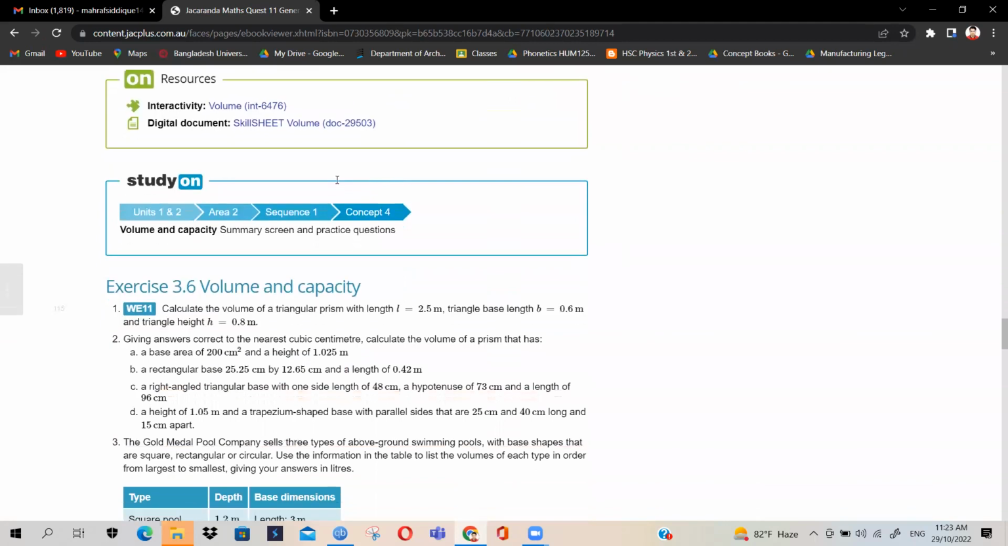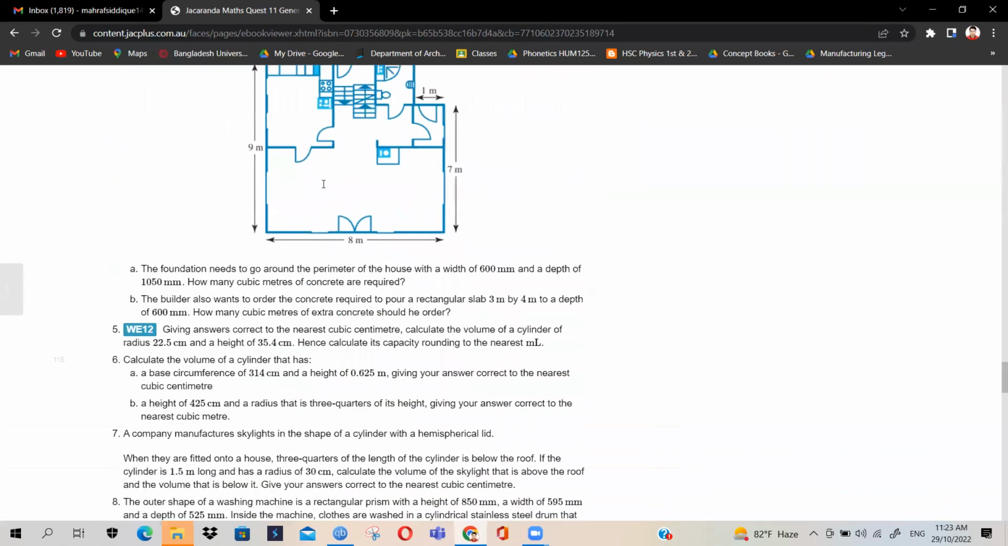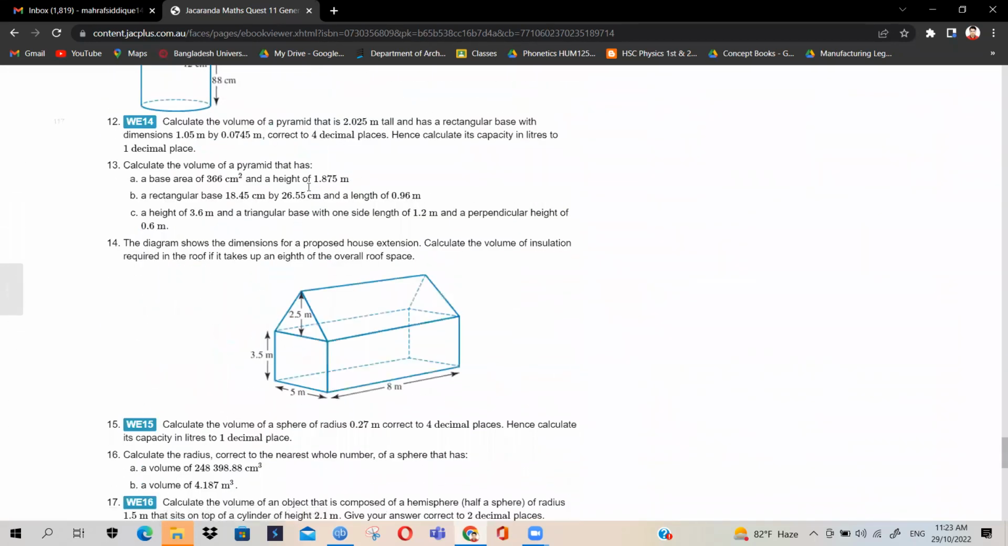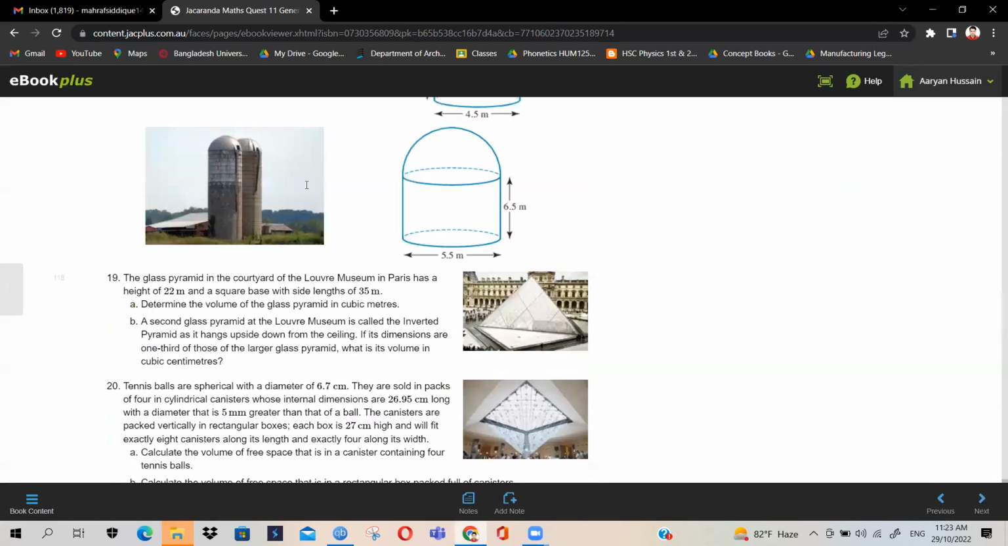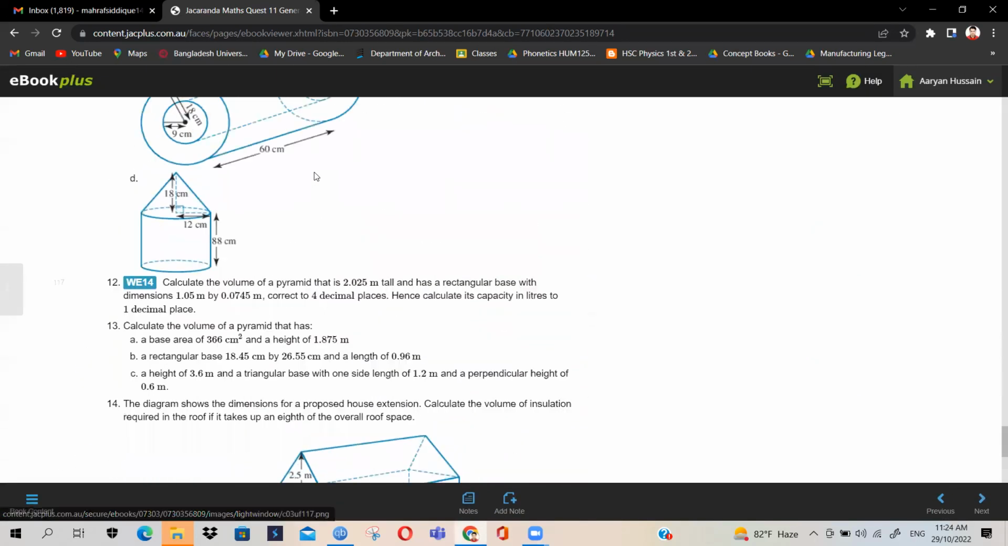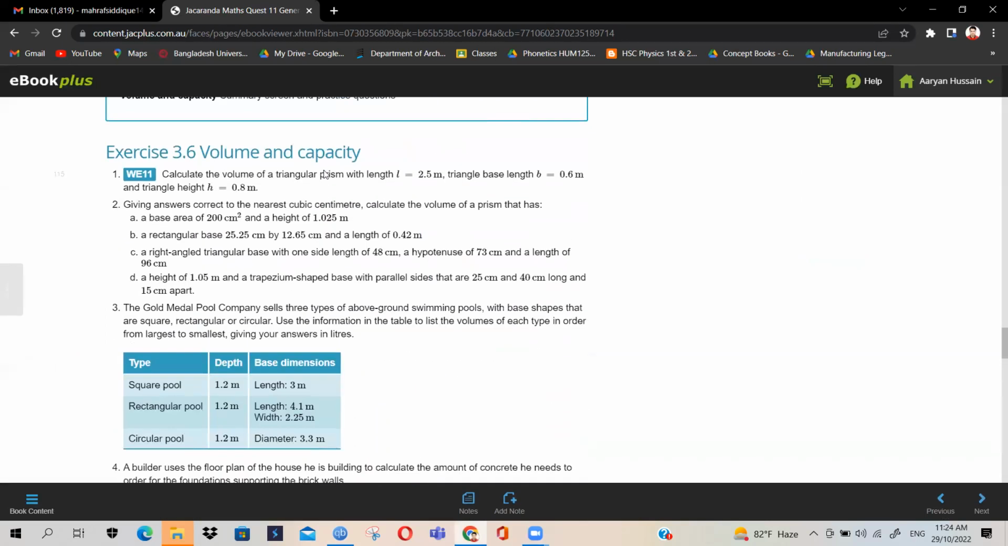Okay. Let's see what questions are given. How many questions are there? Oh my gosh, 20. Okay, let's see. I'll keep on giving homework. He puts it, oh, give me homework.